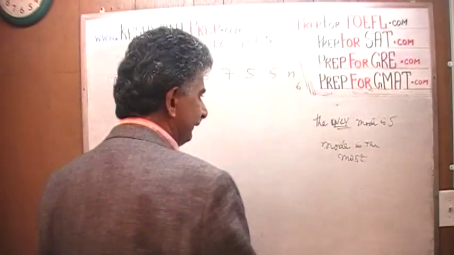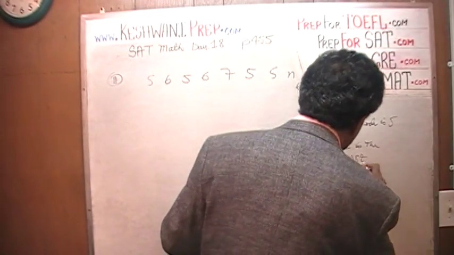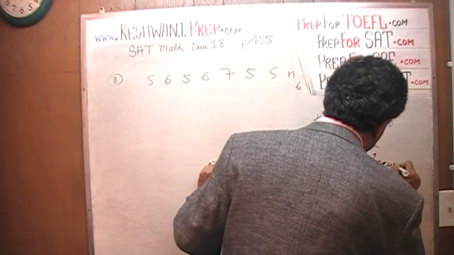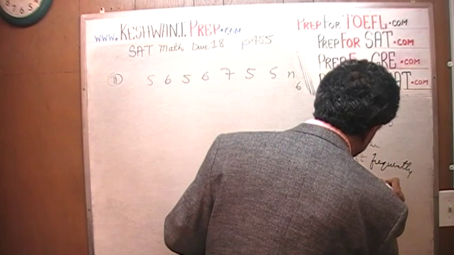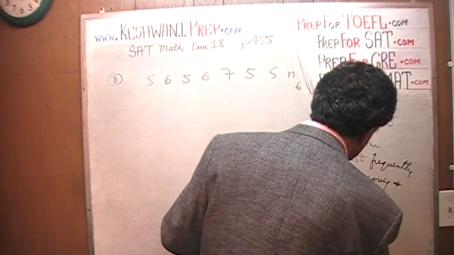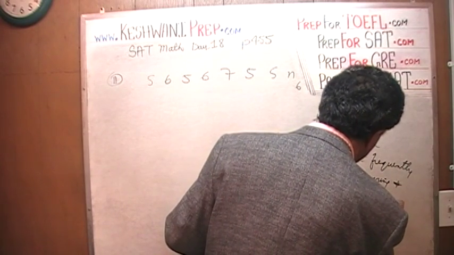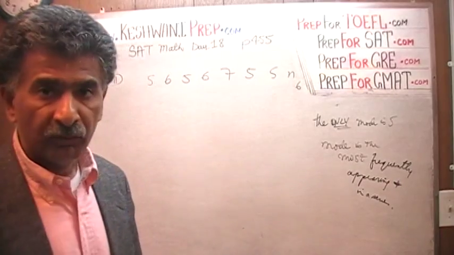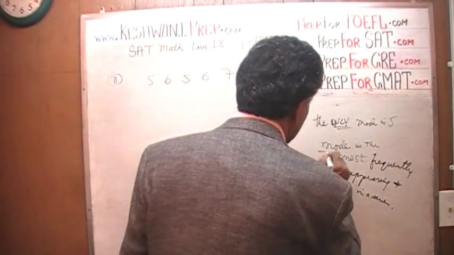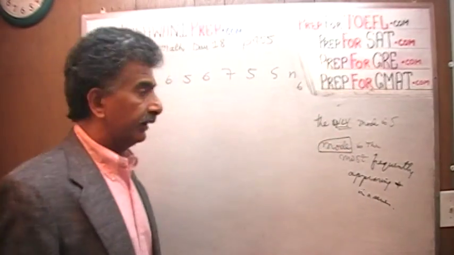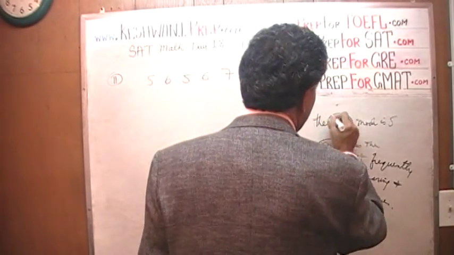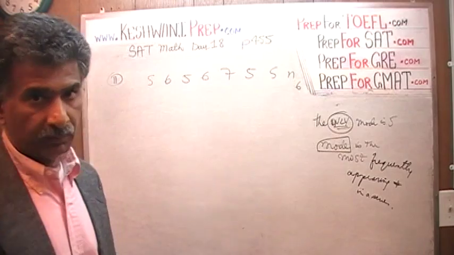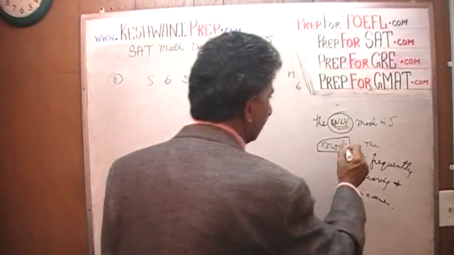Mode is the most frequently appearing number in a series. The number that appears most frequently is called the mode, and we are told that in this particular series, there is only one mode. The only mode, we are told, is 5.